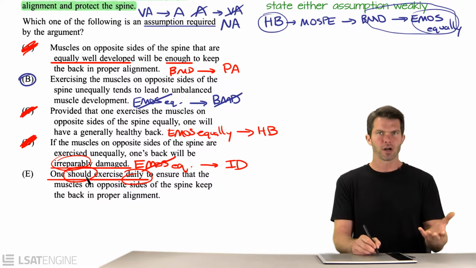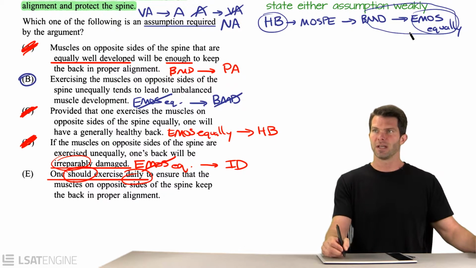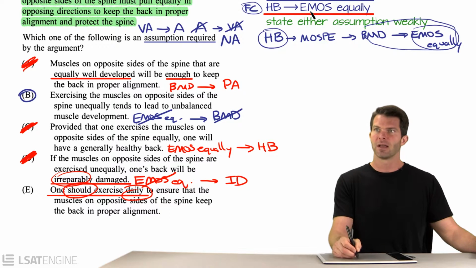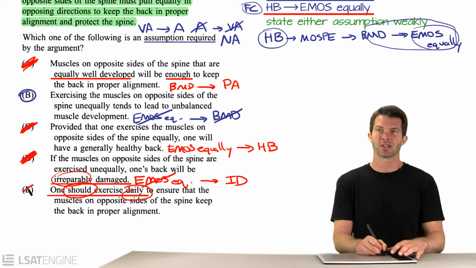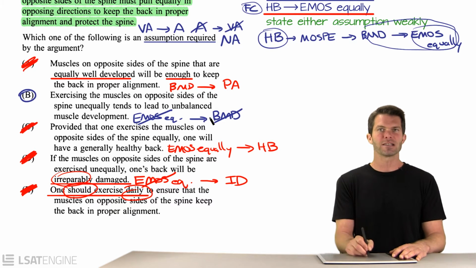And should is a very strong type of claim, so it's hard to need a should claim. Maybe exercising 3 times a week or once a week is the right way to do it. What we are assuming is that if you want to have a healthy back, you should exercise muscles on opposite sides equally. But that doesn't mean that it needs to be daily. And so that's our way out of E, and answer choice B is the one we need. It's the contrapositive of the connection between the subsidiary conclusion and the final.